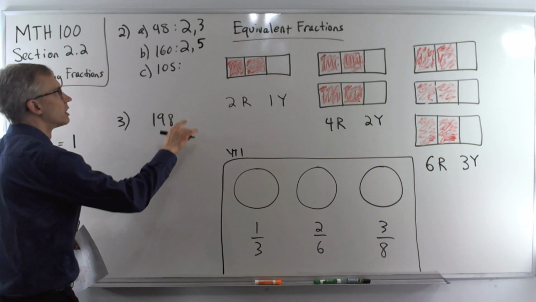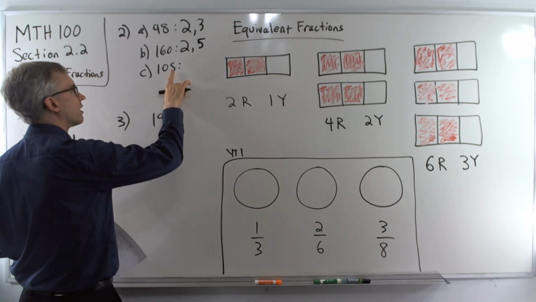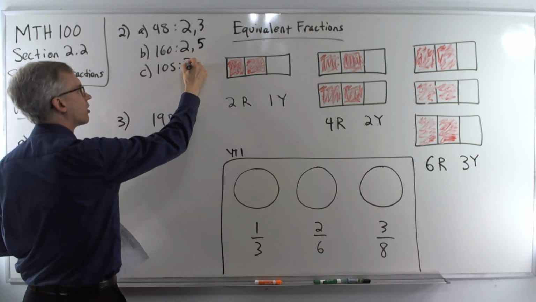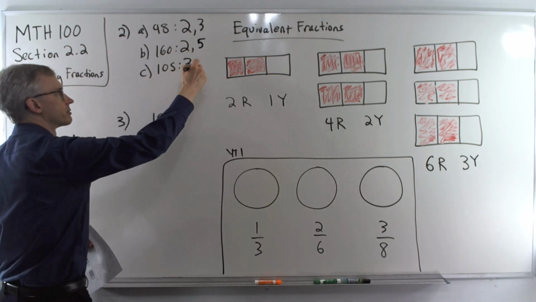Now the third one ends in a 5, so it's not even, so it's not divisible by 2. 5 plus 1 is 6. 6 is divisible by 3. Therefore, 105 is divisible by 3. And then it ends in a 5, so it's divisible by 5.